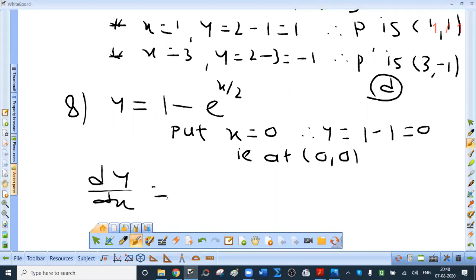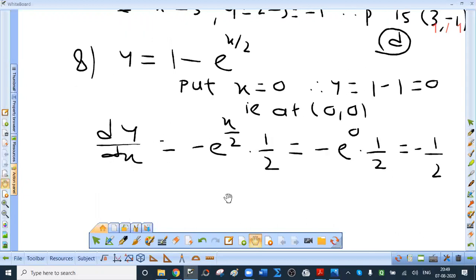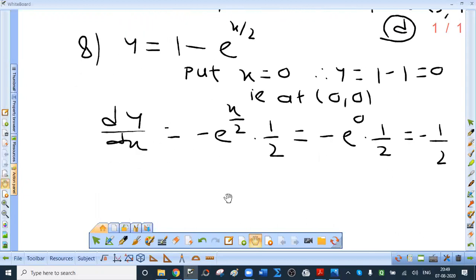What is dy dx? It is minus e raised to x by 2 into derivative of x by 2, which is half. So minus e raised to 0 into half, which is nothing but minus half. Are you getting my point? Why I have put x equal to 0? Because I want slope of tangent at x equal to 0. So I will say this is nothing but slope of tangent.